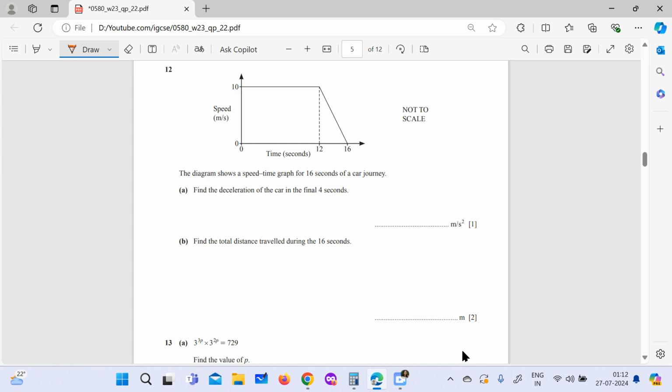Next, question number 12. The diagram shows a speed time graph for 16 seconds of a car journey. So this is the time and here is the speed. Find the deceleration of the car in the final 4 seconds. So we have to find the deceleration of the car in the final 4 seconds. How do we do that?